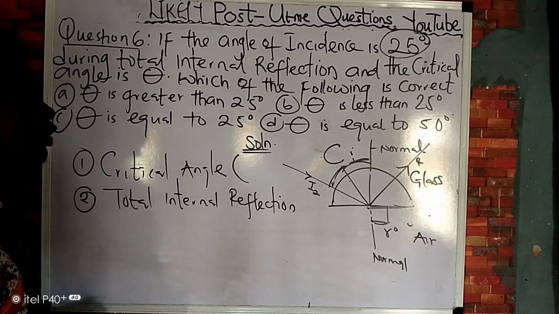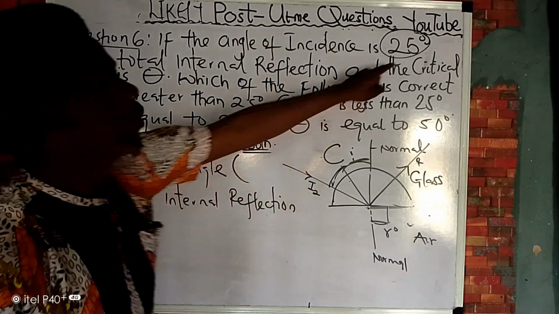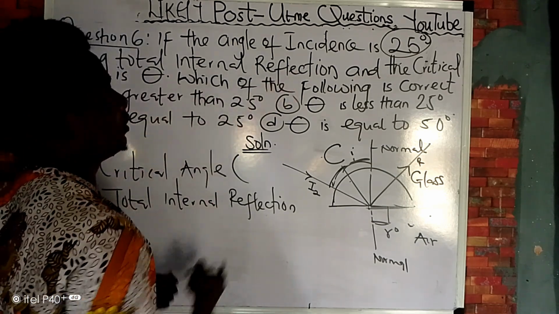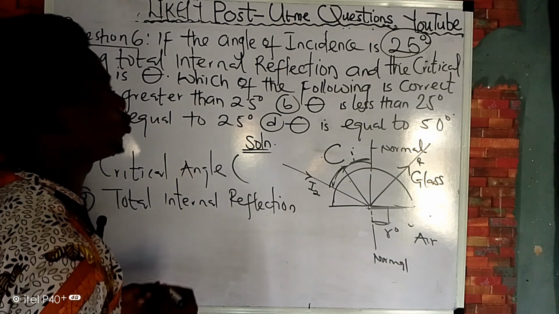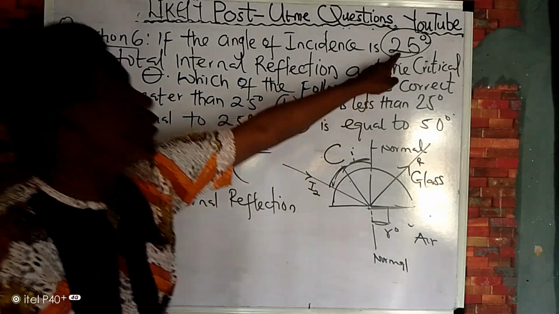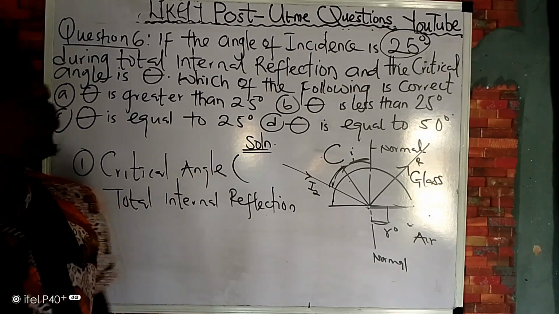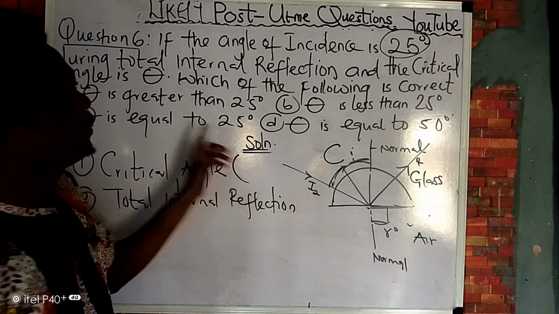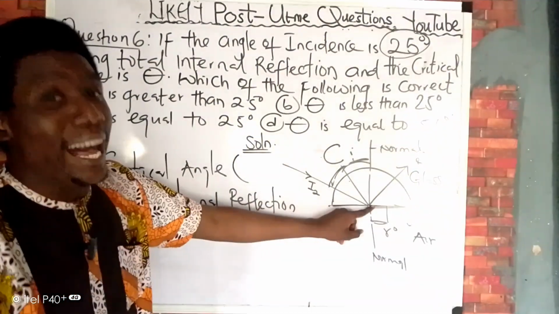reflected. So let's view the question again. If the angle of incidence is 25 degrees during total internal reflection, and the critical angle is theta, which of the following is correct? Don't forget that 25 degrees must always be greater than the critical angle for total internal reflection to occur. Why? Because when we have the critical angle, we have the refracted angle as 90 degrees.